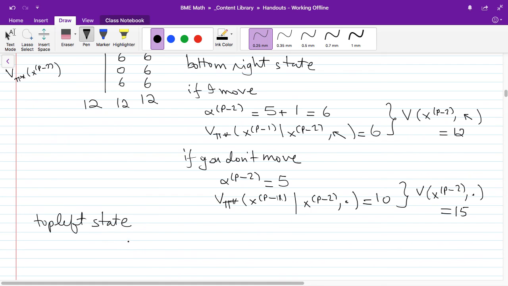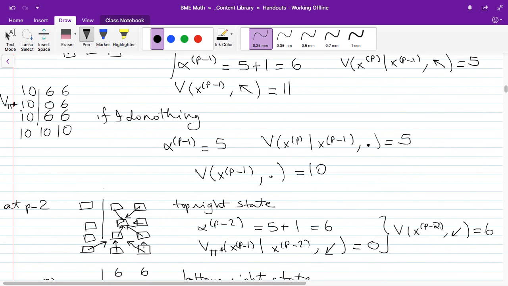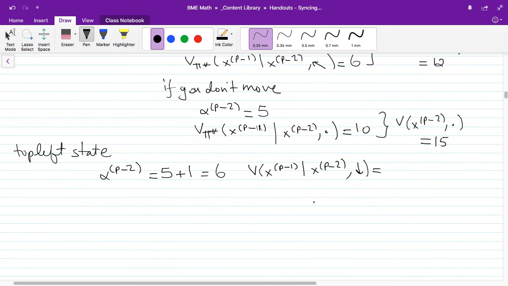Well, I'm going to have a cost for being in that state, 5, plus suppose I move, 1. So that's a 6. Well, where am I going to go to? I'm going to go to the next state, and the value of that state is 10. I'm going to get to here. So the sum is going to be 16.